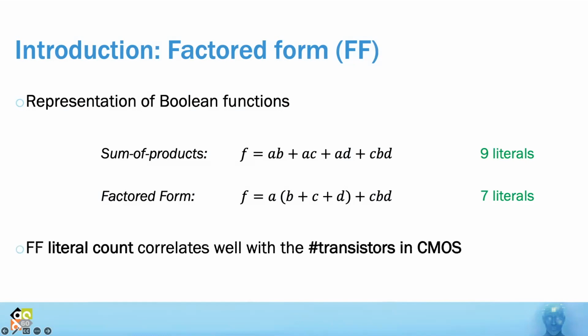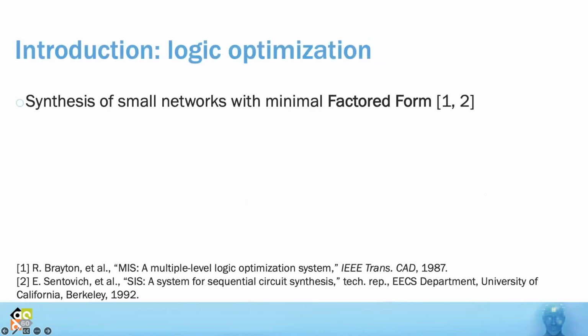And factor forms are very interesting because they correlate very well with the number of transistors in the realization of the function in CMOS, because each literal corresponds to a transistor and an AND or OR operation corresponds to a transistor in series or in parallel. Significant work has been made in the 80s and in the 90s to synthesize minimal factor forms, which means a factor form with the minimal number of literals. And many of these methods are still in use today.